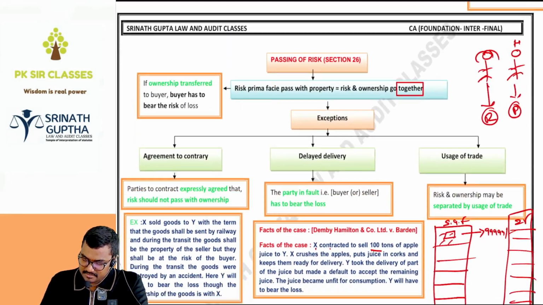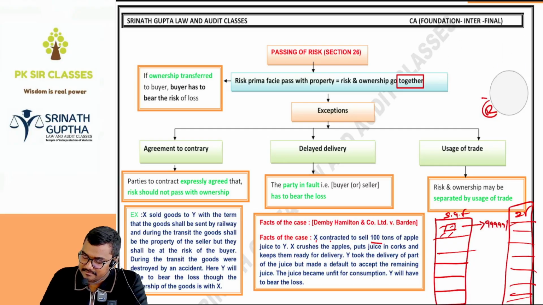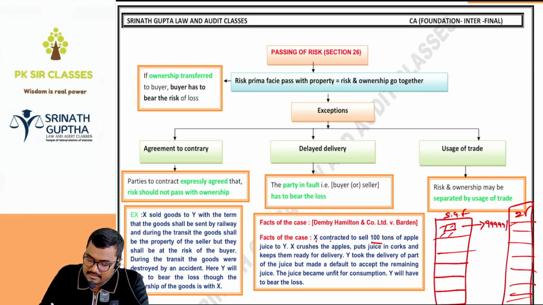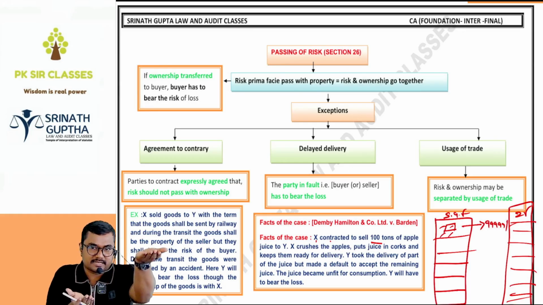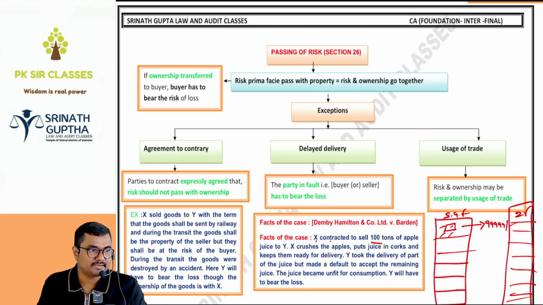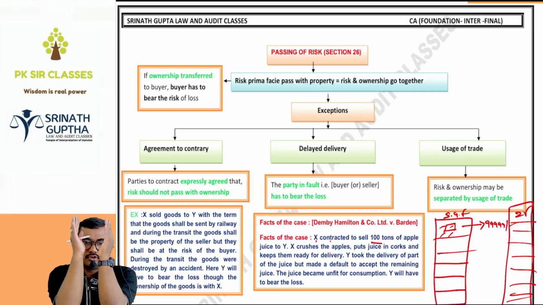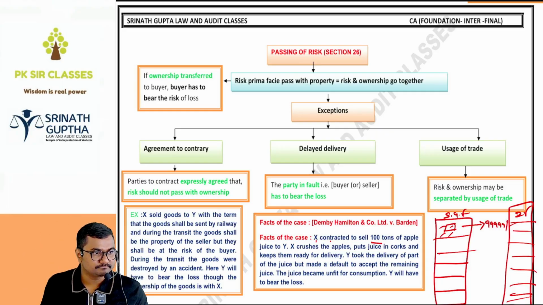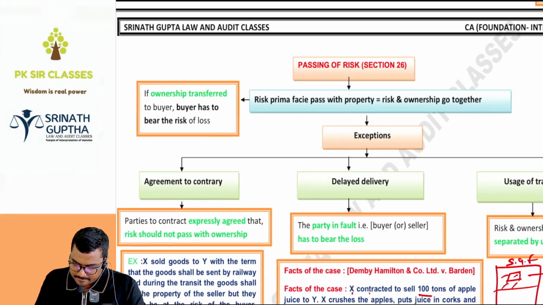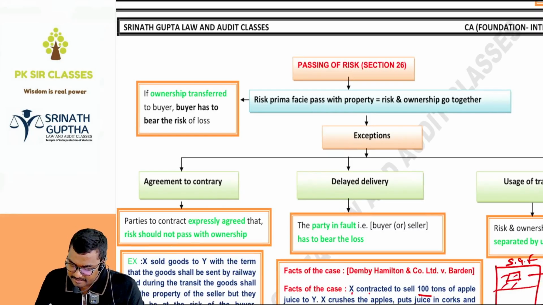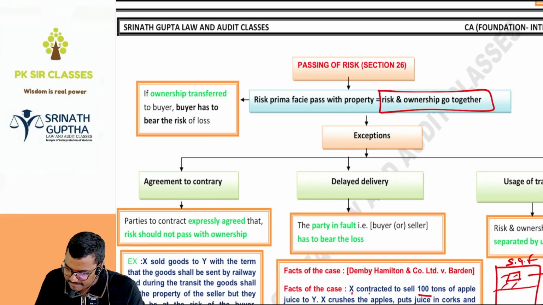The next concept is the passing of risk. Whoever has the ownership will have the risk of the goods also. If ownership is transferred, the risk will be transferred. If ownership is not transferred, the risk will not be transferred. Risk and ownership will go together. So passing of risk prima facie passes with the property.